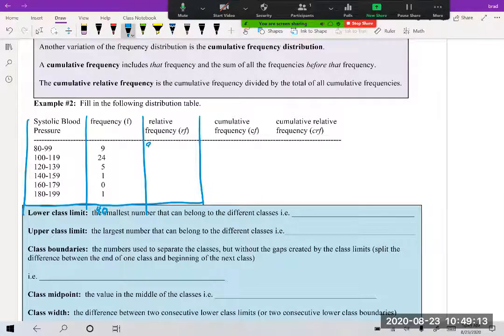So I'm going to do 9 divided by 40, and let's see what that gives us. That's going to give us 0.225. Now, if they want the percentage, I would give them 22.5%. Okay, so let's do that for all of these. The relative frequency for 24, if I do 24 divided by 40, I should get 0.60, which is about 60%. Let's do 5. 5 out of 40 is 1/8, so that's 0.125, and that equals about 12.5%.